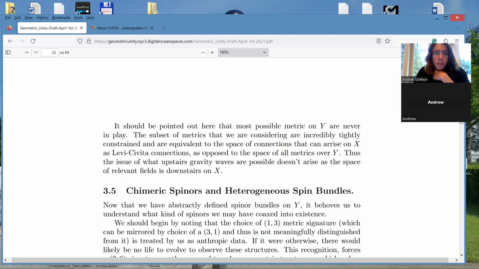It should be pointed out here that the most possible metric on y are never in play. The subset of metrics that we are considering are incredibly tightly constrained and are equivalent to the space of connections that can arise on x as Levi-Civita connection, as opposed to the space of all metrics over y. Thus, the issue of what upstairs gravity waves are possible doesn't arise as the space of relevant fields is downstairs on x. Yeah, okay, but that's bad enough, right?